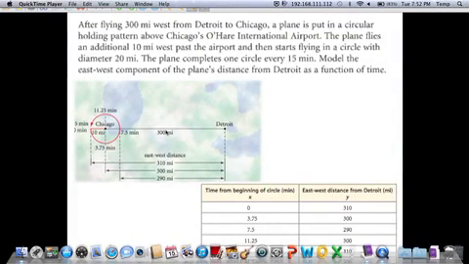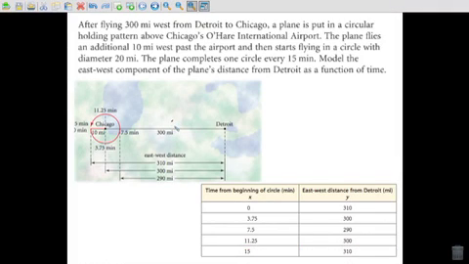Okay, so we're moving on to LT6, which is modeling real-world situations using sine and cosine functions. This problem is in the book, and it says after flying 300 miles west from Detroit to Chicago, a plane is put in a circular holding pattern above Chicago's O'Hare.